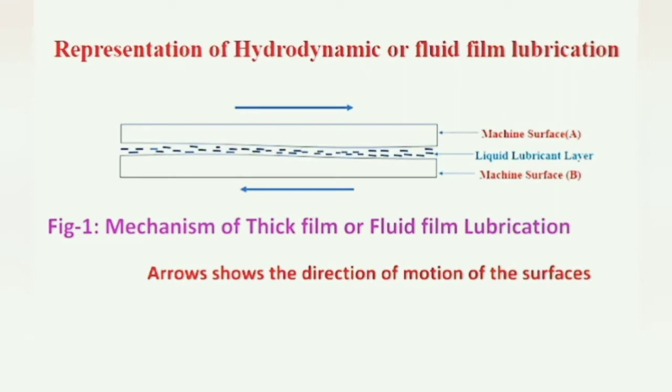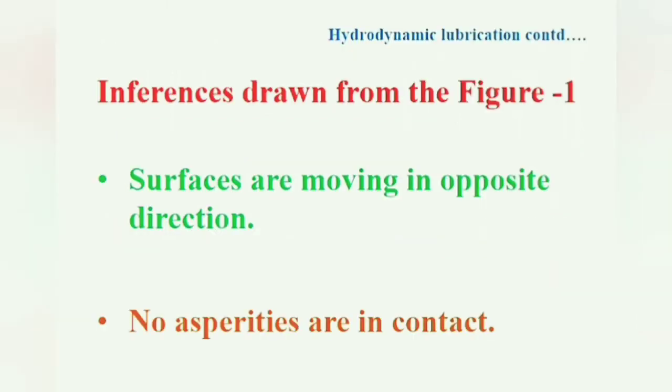Here is the representation of hydrodynamic or the fluid film lubrication. The two surfaces are separated by the dotted lines, which is the layer of the liquid lubricant. The arrowheads show the opposite direction of the motion of the surfaces of the machine parts. So, the dotted lines, that is the liquid lubricant, do not allow the machine surfaces to come in direct contact.